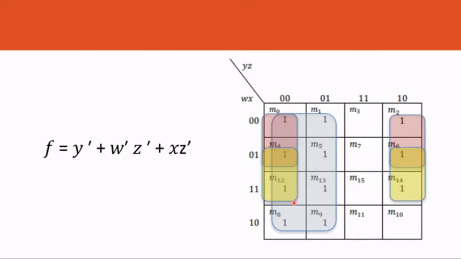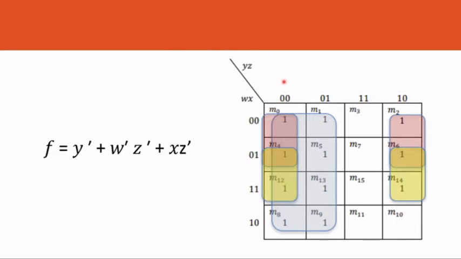So we are going to cancel out W. Same with X. They have different values of X. If you look at M0, the value of X in minterm 0 is equal to 0, while if you look at M12, the value of X is 1. So again, they have different values of X. Therefore, X will be cancelled out.